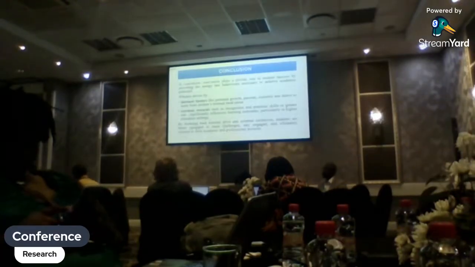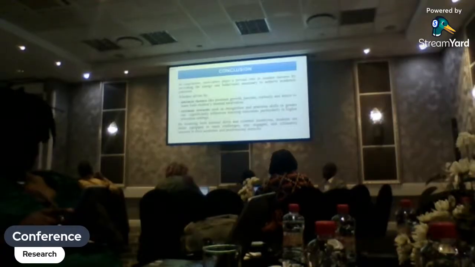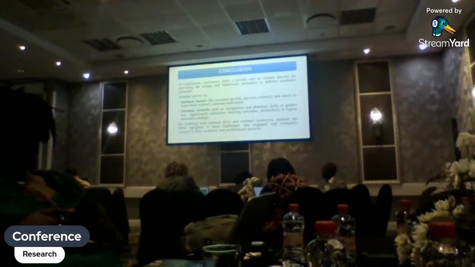So in conclusion, motivation plays a vital role in student success by providing the energy and behaviors necessary to achieve academic potential. Whether driven by intrinsic factors such as personal growth and the desire to learn, and also the passion and curiosity of the student, it fuels them to stay motivated. And also extrinsic rewards such as recognition and grades.